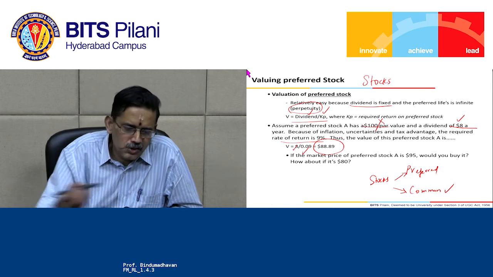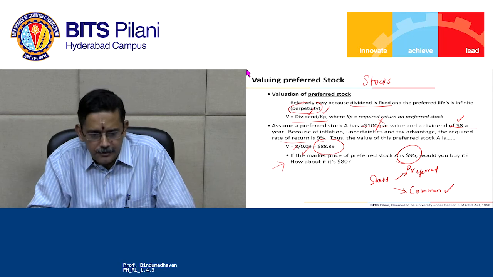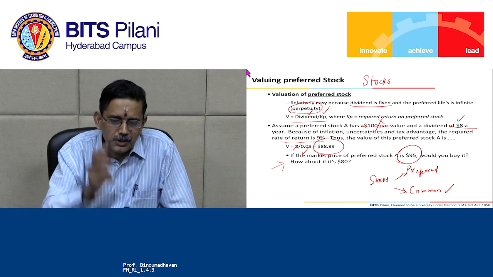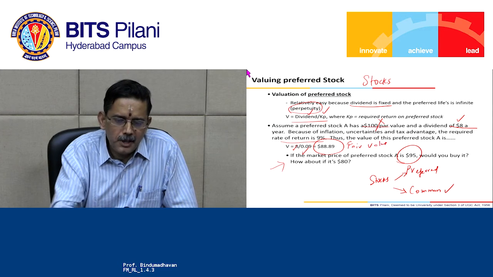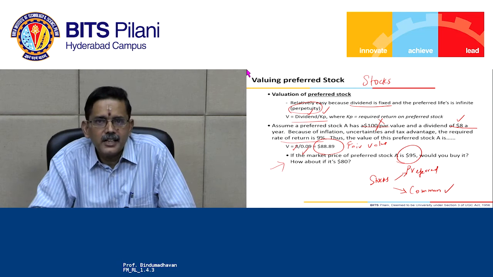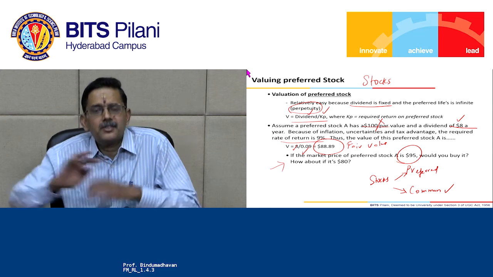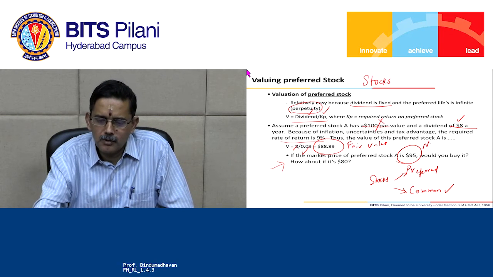Now a follow-up question: if the market price of the preferred stock is 95, will you buy it? Well, our valuation tells us that the fair value should be 88.89. If the market is valuing it at 95, what does that mean? That means the market is overvaluing it. So what will you do? Will you buy it? No, we will not buy it.